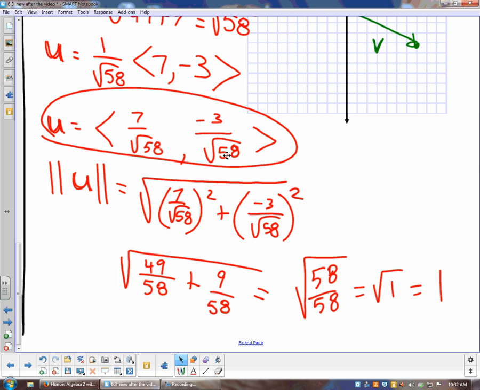And then if you want to show that that vector really does have a length of 1, or a magnitude of 1, you can find the magnitude of that unit vector by taking the square root of (7 over square root of 58) squared plus (-3 over square root of 58) squared. And we end up getting 7 squared is 49, square root of 58 squared is just 58. -3 squared is +9, square root of 58 squared is 58. I add these, I get 58 over 58, which is 1, and the square root of 1 is 1. So that's how we show that.